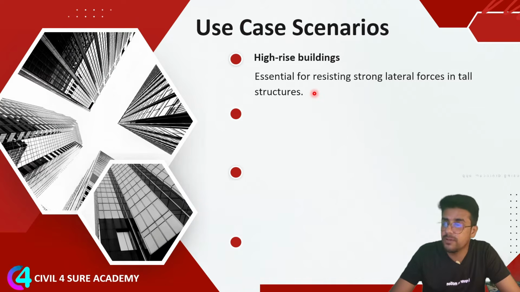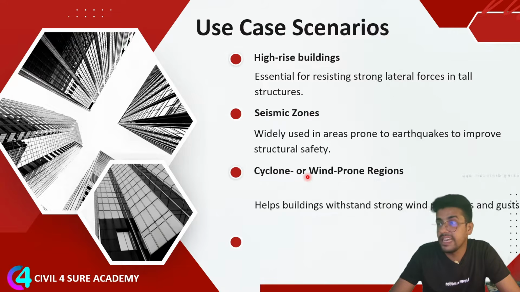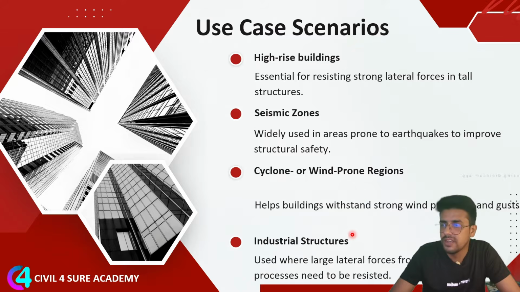Now, the use case scenarios where we are going to use it. First, in high rise buildings, it is essential for resisting lateral forces in tall structures. Similarly, in high seismic zones, where the area is very prone to earthquake, we are going to use the shear wall in our structure. In areas that are prone to cyclone or wind, we are going to use shear walls. And the fourth and last is in industrial structures also, because there are going to be a lot of vibrations and lateral forces because of the equipment, so we are going to use shear walls there.